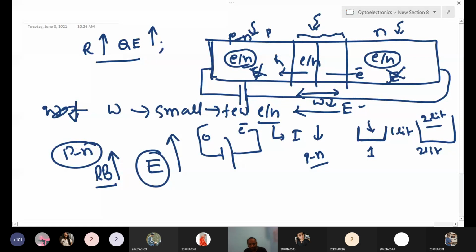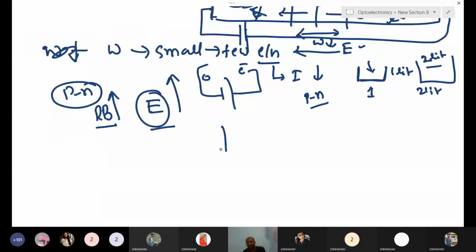But this will extend only up to a certain value, because if you keep increasing, we have studied reverse breakdown voltage. If you keep increasing, at a certain voltage the device will be damaged. So only up to a certain voltage can we increase that depletion width, right? Beyond that we cannot increase.